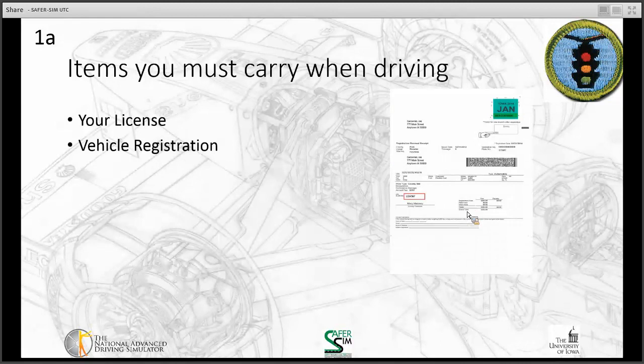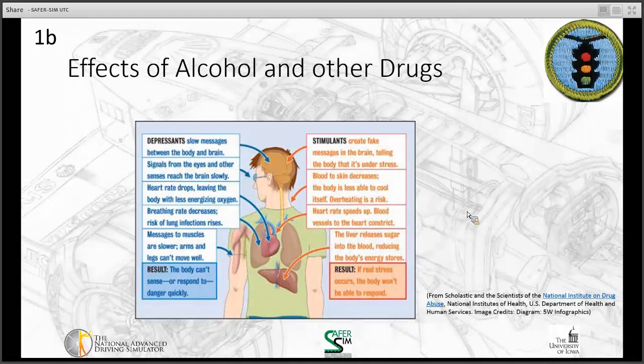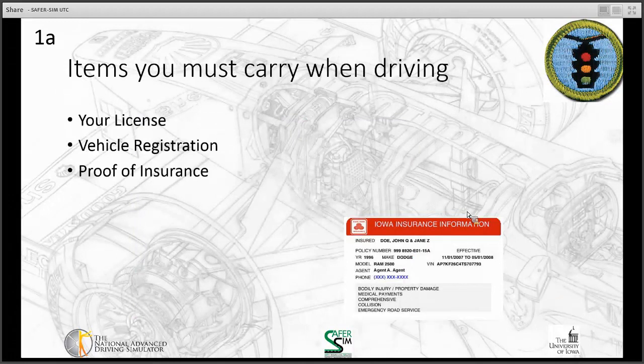Your vehicle registration is the other one. And then proof of insurance. So those are the things you need: your license, vehicle registration, and proof of insurance. Vehicle registration, proof of insurance, and your license are the three things you have to carry with you when you're driving. Vehicle registration is proof that it's actually your car.